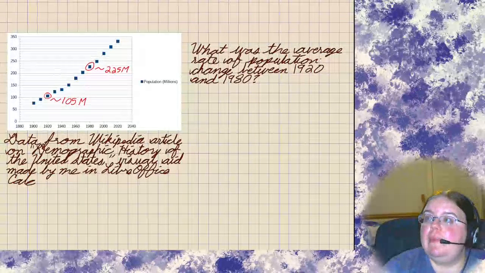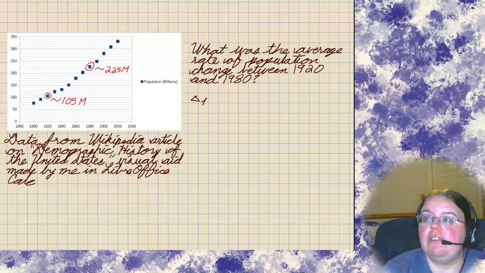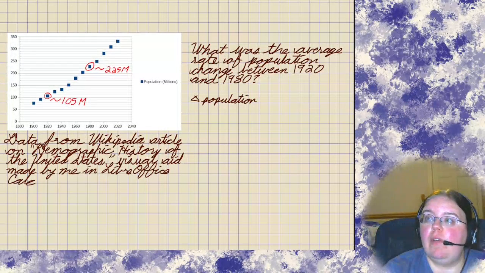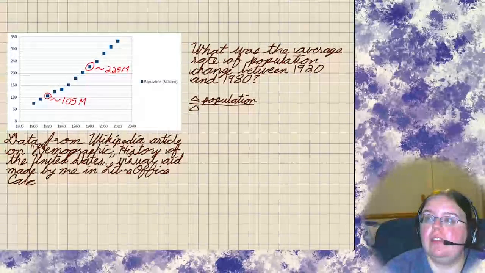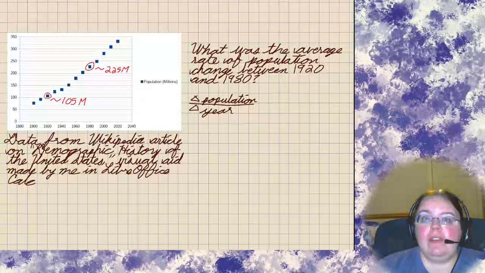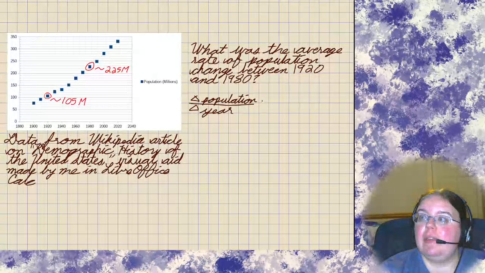So if we're talking about the average rate of population change, we're going to be dealing with basically a slope here. We'll take the change in population over the change in the year, and that will tell us the average population change per year across that time period.